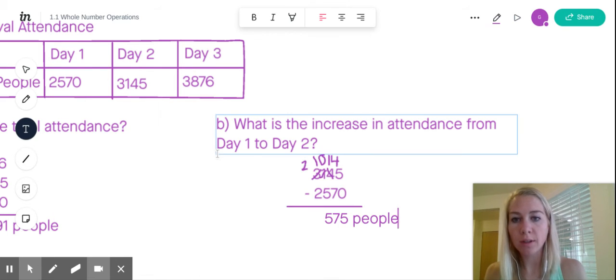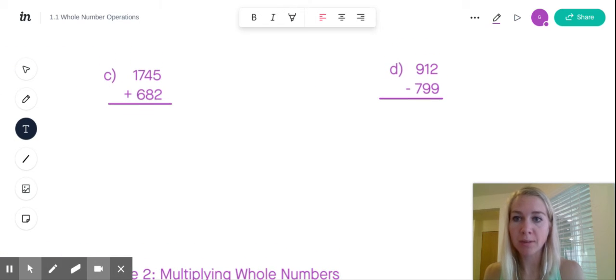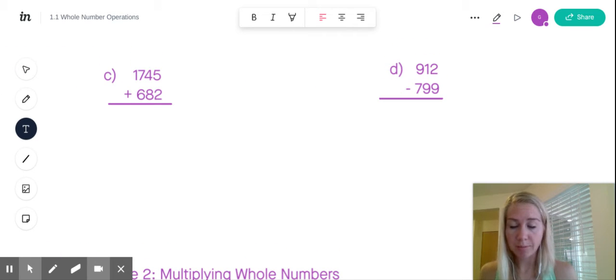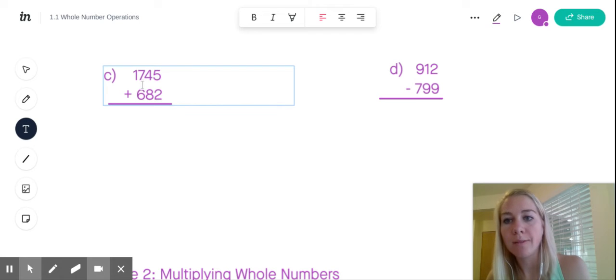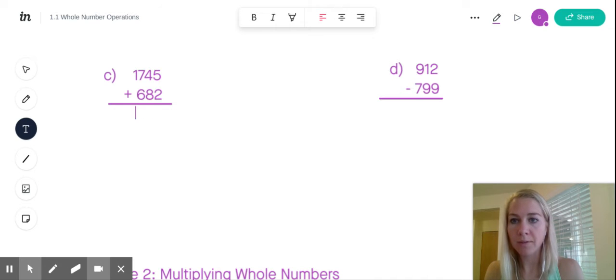Okay, let's go over a couple more that are not part of a word problem, but just some more addition and subtraction problems. Okay, so we have 1,745 plus 682. So we're adding, and again, we're going to work right to left on our equation here. So 5 plus 2 is, can you do it off the top of your head? 5 things plus 2 more things is 7 things. Oh, that's small. That's okay.